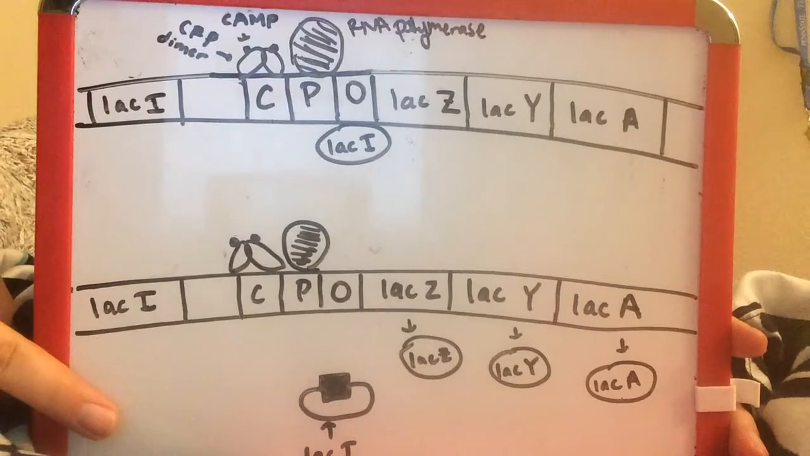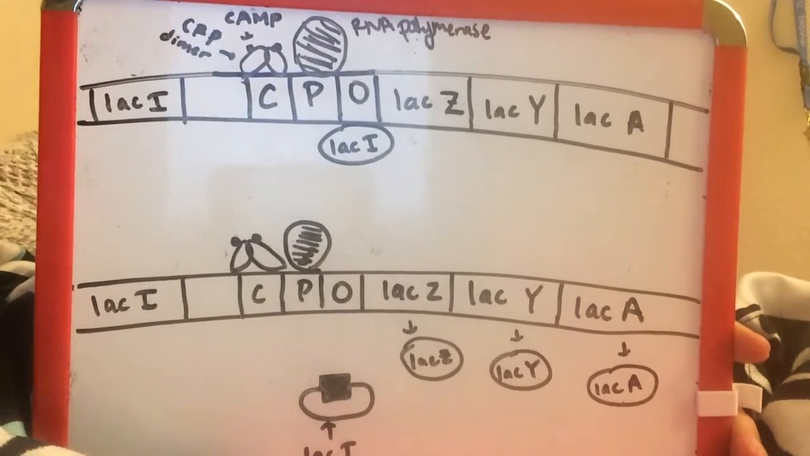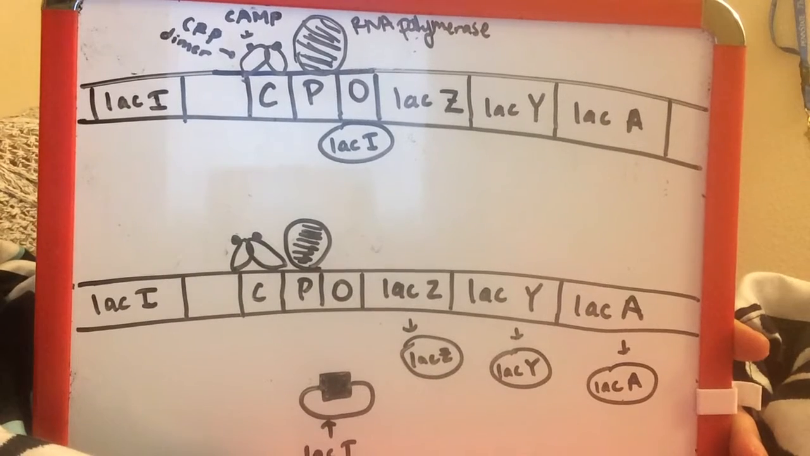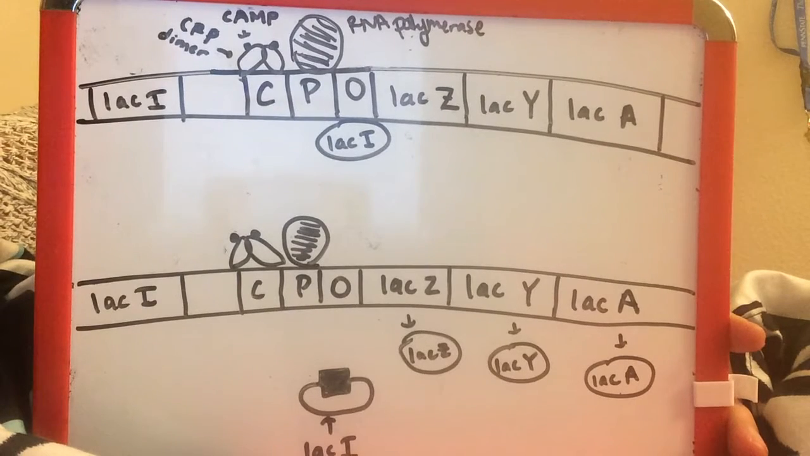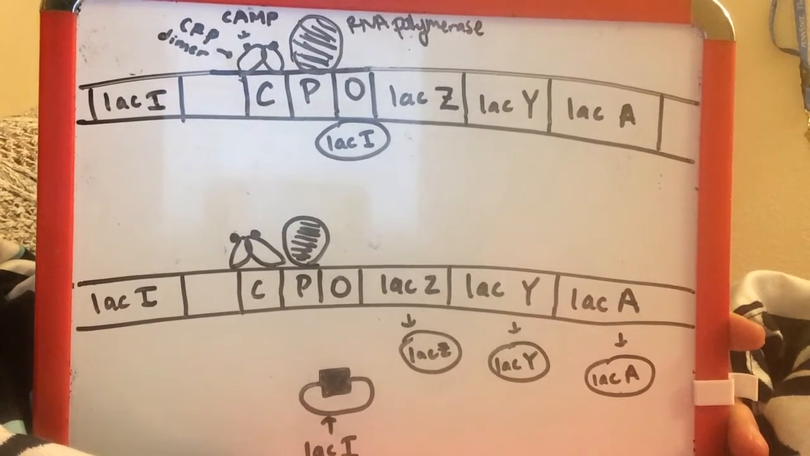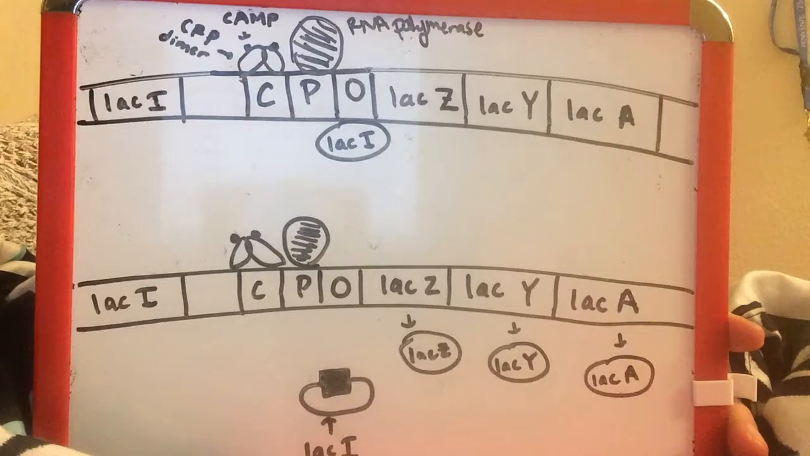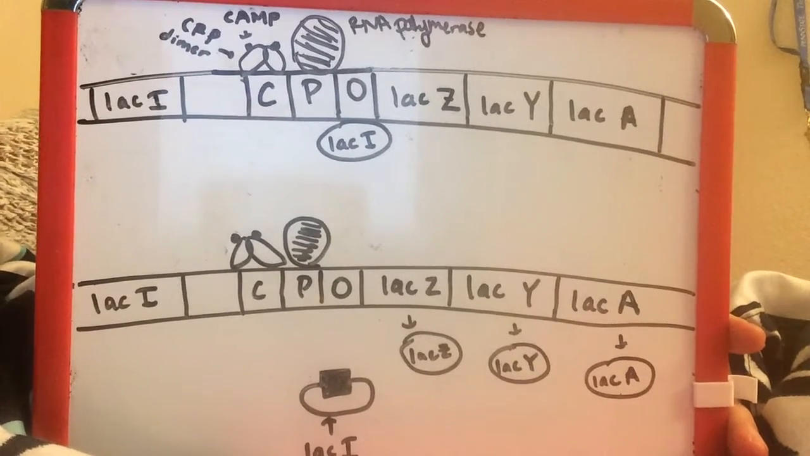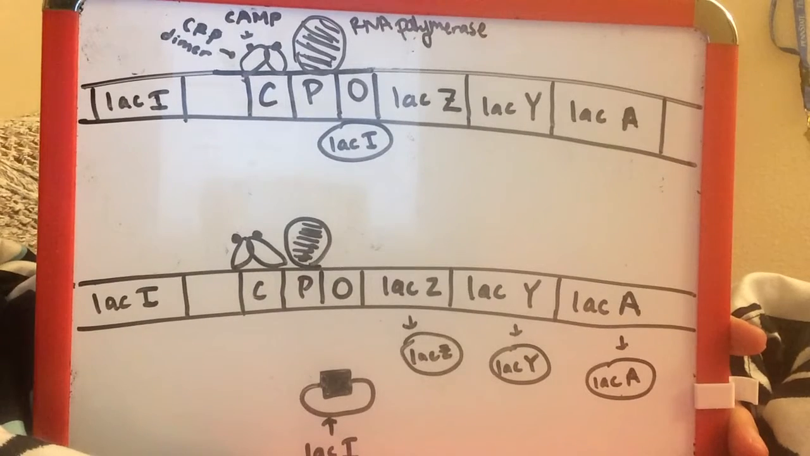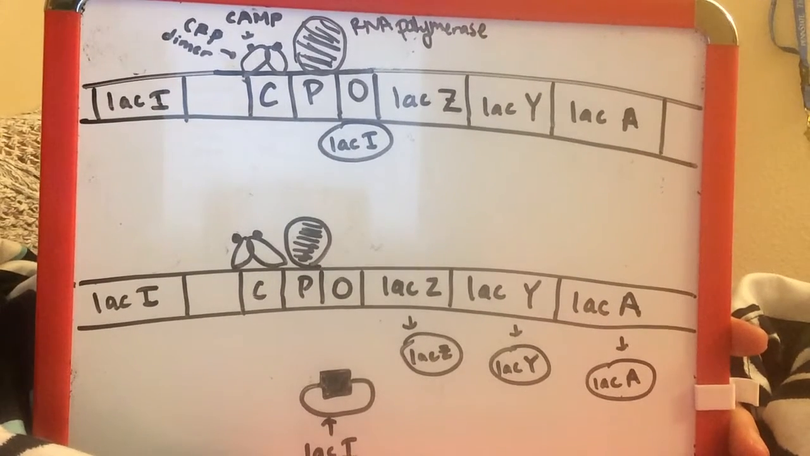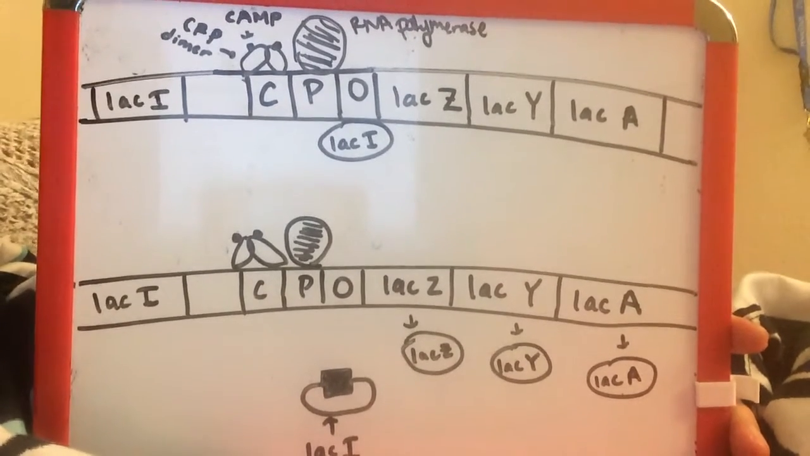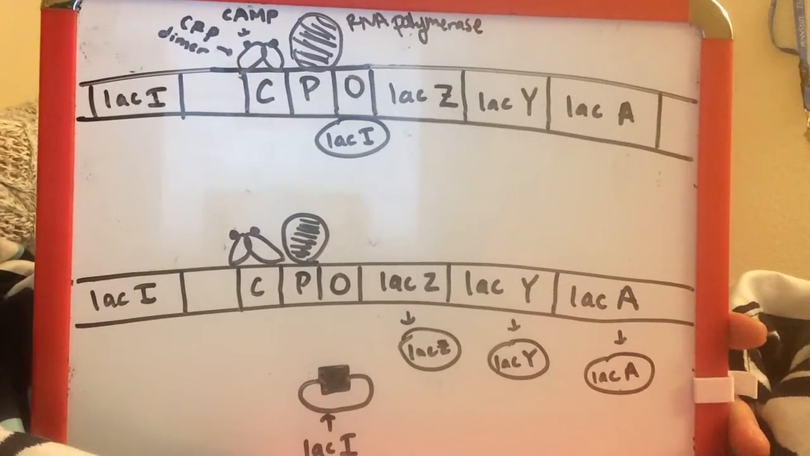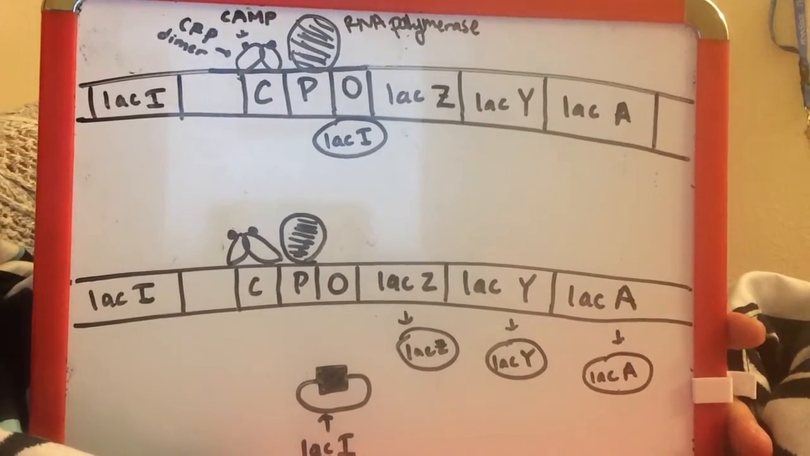If instead there is an inducer, such as in the bottom situation here, Lac I becomes inactive as the inducer binds to it, and thus it unbinds from the operator. Now, if there is no CRP dimer and no RNA polymerase, nothing will happen, and the genes will not go through transcription or translation, and lactose will still not be broken down. If the CRP dimer with its cAMP and RNA polymerase are present and bound to the DNA, only then can the Lac Z, Y, and A genes be made into proteins, and then lactose can be broken down.